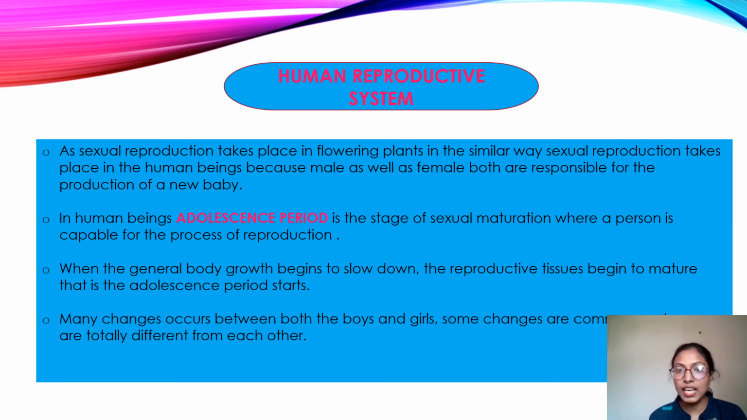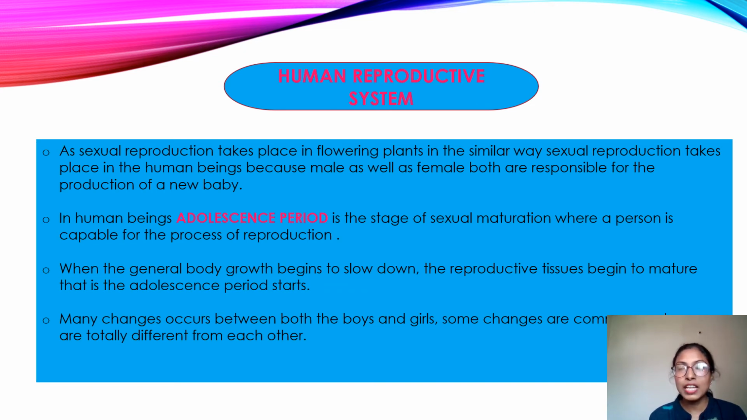So we saw that in flowering plants also, for the production of the zygote, and from the zygote when the embryo is formed, how does the process occur? It occurs because the male as well as the female is responsible for that. In a similar way, human beings also reproduce when the male gamete as well as the female gamete fuse to form the zygote. Now, in human beings, the adolescence period is the stage of sexual maturation where a person is capable of the process of reproduction.